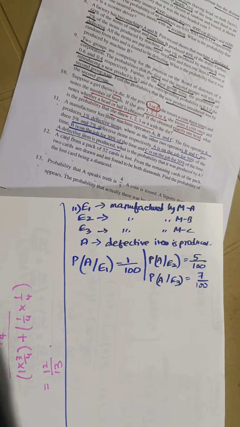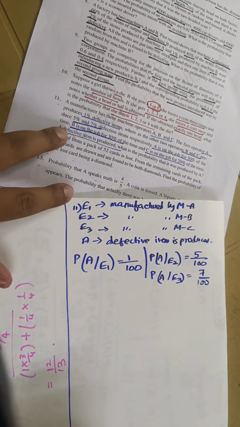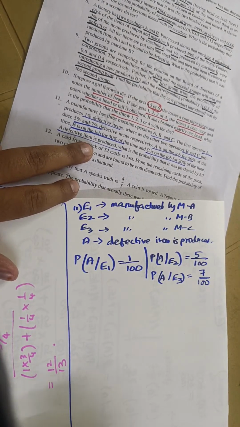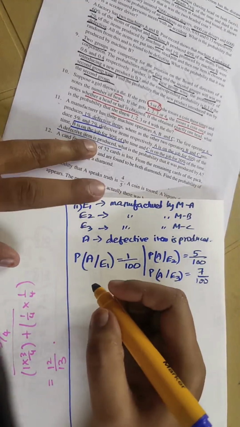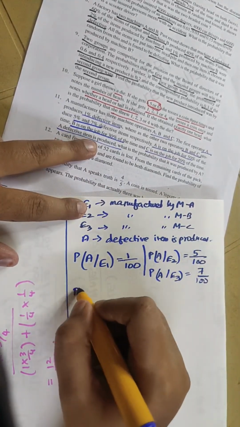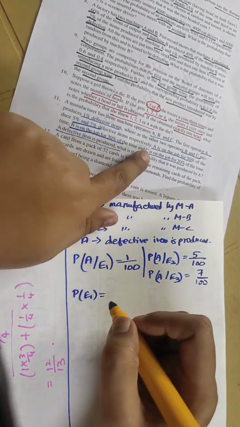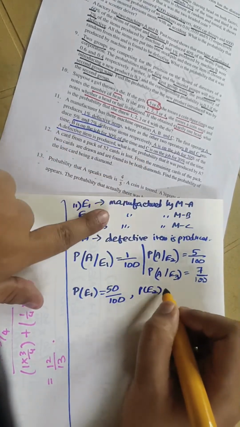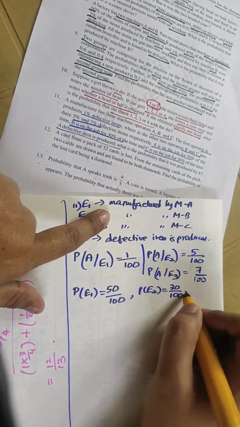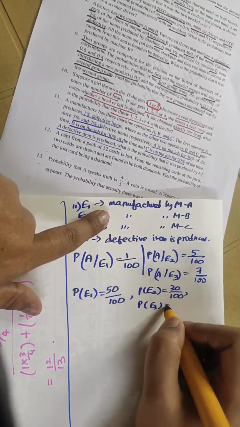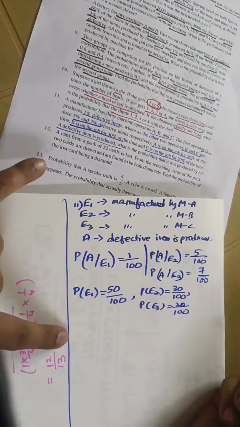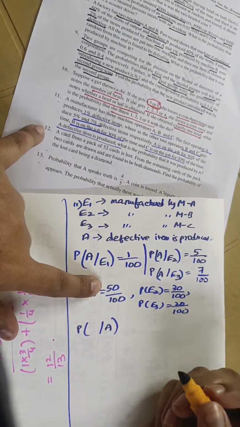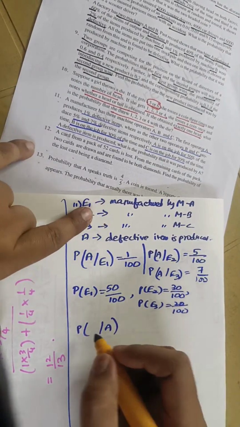Okay. And A is on the job for 50%, B 30%, and C is on the job for 20%. That will be their probabilities, that is P of E1, because A is on the job for 50%, yeah. So that will be P of E1. B is on the job for 30%, so 30 by 100. And C is on the job for 20%, that is 20 by 100. Now, a defective item is produced. What is the probability that it was produced by A, that is E1?